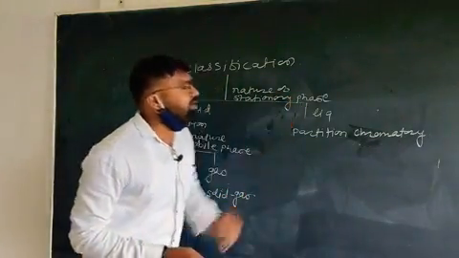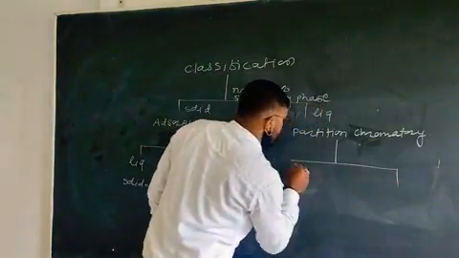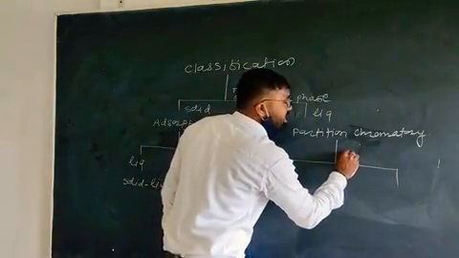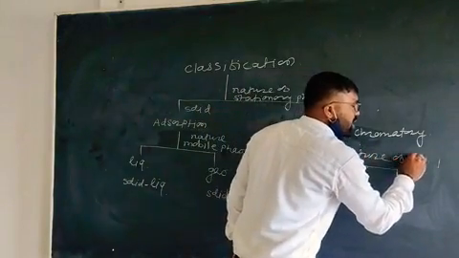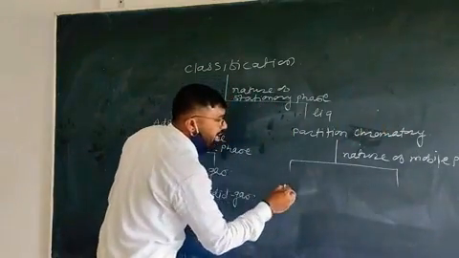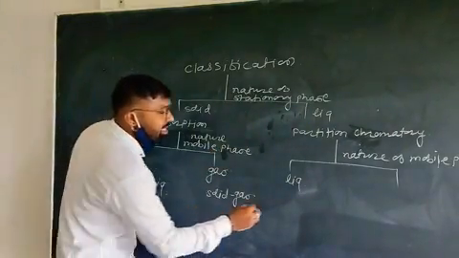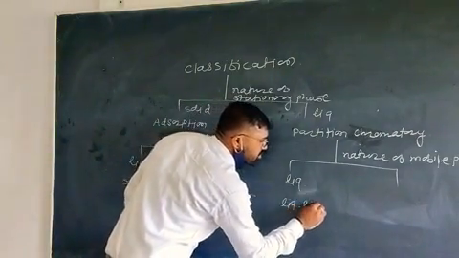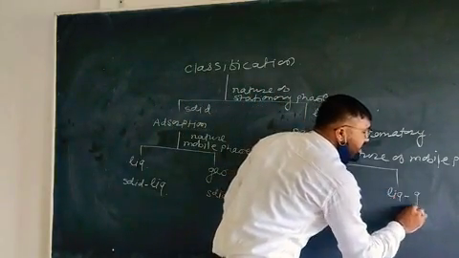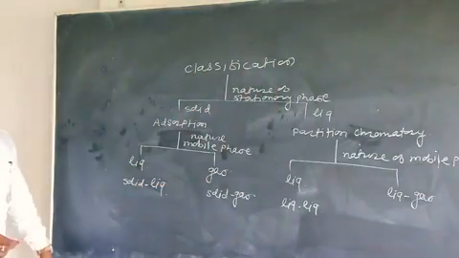Now we think about liquid chromatography, or partition type of chromatography. In partition type of chromatography, once again we think about the nature of the mobile phase. If the mobile phase is liquid and the stationary phase is also liquid, it is called liquid-liquid chromatography. And if the mobile phase is gas and the stationary phase is liquid, it is called liquid-gas type of chromatography. This is the general classification of chromatography.